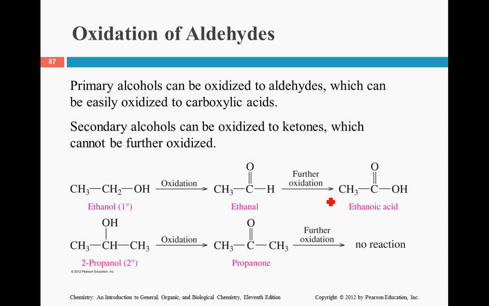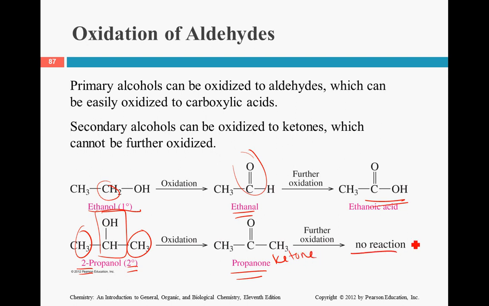So if we're looking at this, that was the review. Primary alcohol, because it's only bonded to one other carbon, oxidizes to ethanal, because now it's an aldehyde. And then it goes further to a carboxylic acid. Secondary alcohol, here's the alcohol, carbon here and a carbon here, that's making it secondary, will oxidize to propanone, which is a ketone. And then it stops.